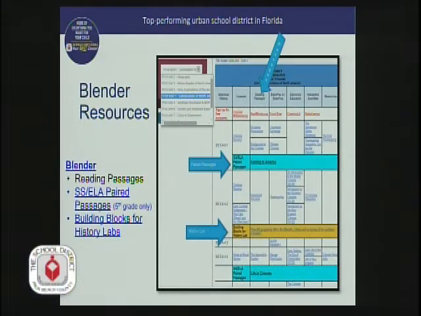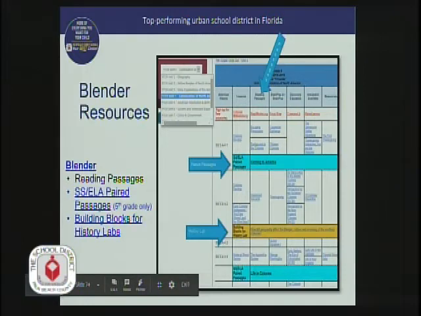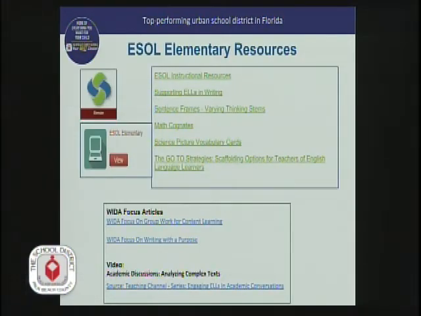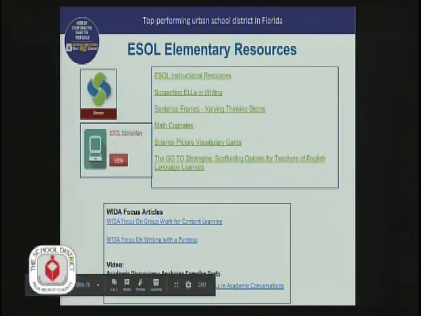Including your building blocks for history labs. And then we have social studies and ELA paired passages that we've built out for 5th grade. We hope to build out more for 3 and 4 by next year, but at least you have some 5th grade ones there. And they're all OERs, open educational resources, so they're free for you. And there we have some ones for our ELL students, different tools, again, all direct linked.